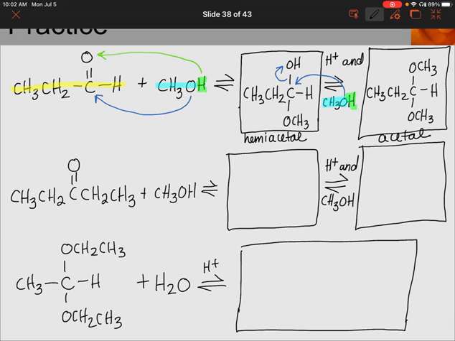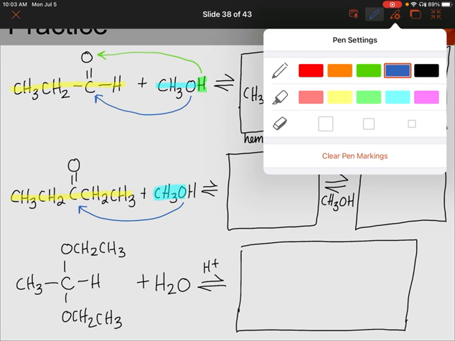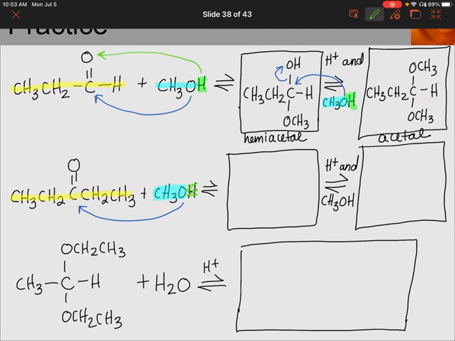Okay, now let's go to the second problem. This one's very similar, although this time it looks like we're starting with a ketone because we have alkyl groups on both sides. So again, same as before, that OCH3 is going to attack the carbon in the carbonyl group. The H is going to attack the oxygen. Okay, so we're going to end up with an intermediate here with an OH on top, OCH3 on the bottom, and then we'll just fill in the rest.